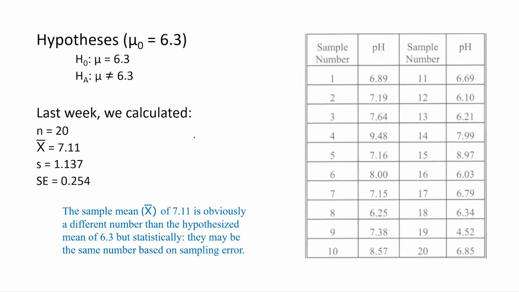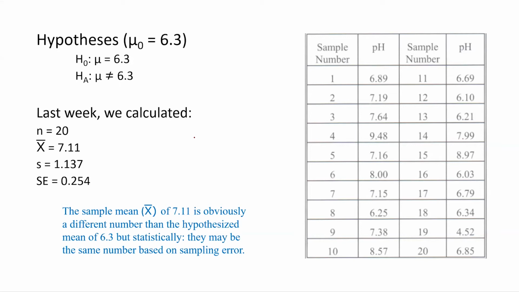Clearly, 7.11 is different from 6.3, but statistically, they may be the same number because of sampling error. If we take heights of women in Southern California as an example, maybe the average woman in Southern California is 5 feet 6 inches. If I randomly pull 7 women off the street and measure them though, I probably won't get that as my average every time, right? There's a little bit of variability.